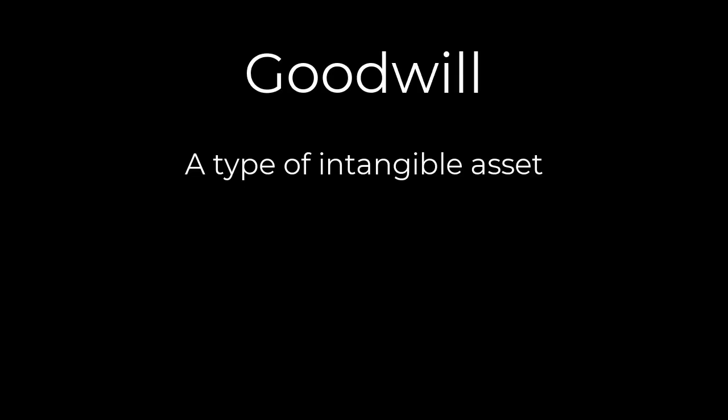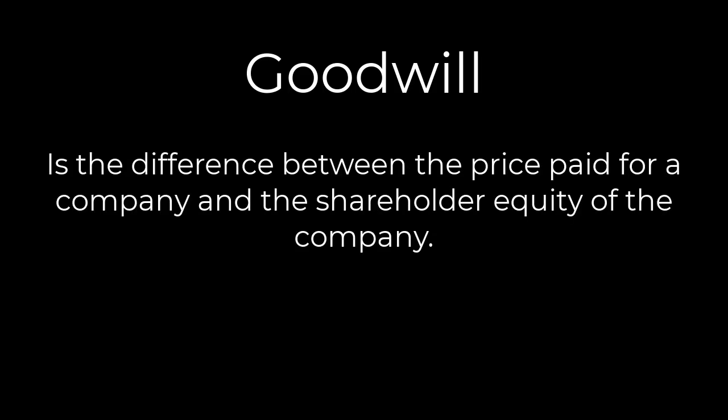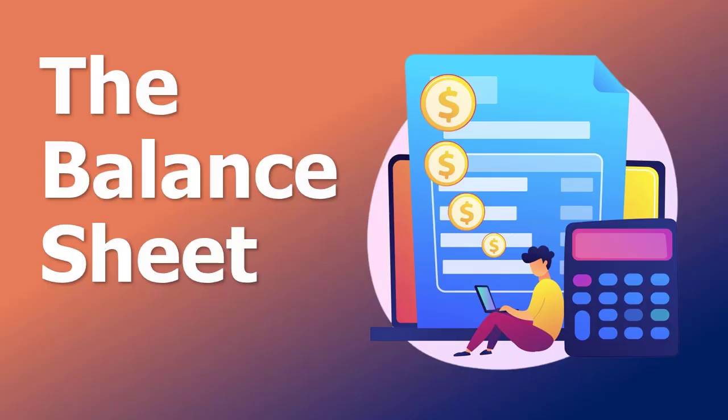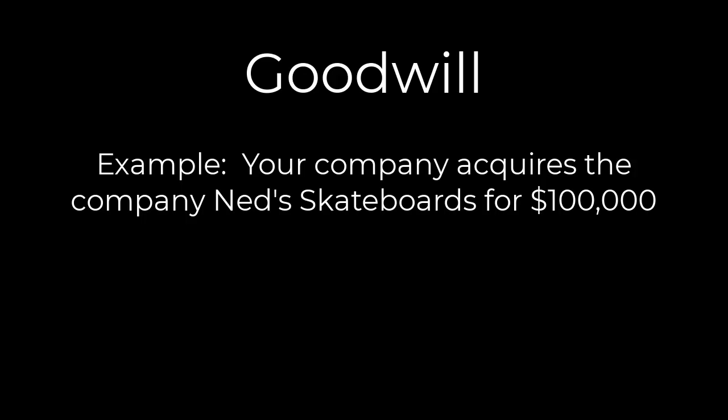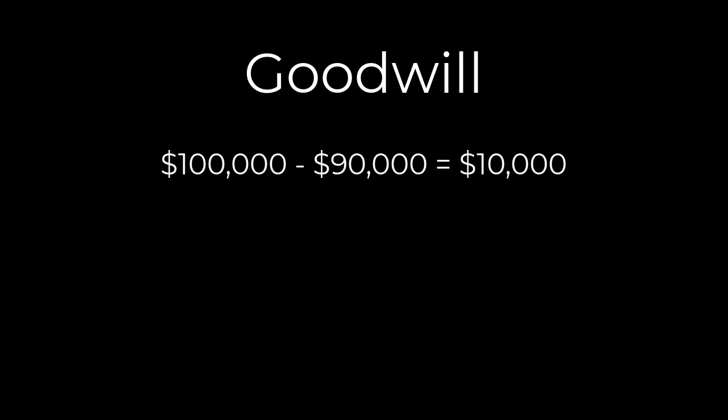Goodwill is a type of intangible asset, meaning it cannot be touched. Goodwill is created when one company acquires another company. Goodwill is the difference between the price paid for the company and the shareholder equity of the company. I talked about shareholder equity in my previous video. For example, let's say your company acquires the company Ned Skateboards for $100,000, but Ned Skateboards has shareholder equity of $90,000. The difference is $10,000. That $10,000 will be recorded on your balance sheet as goodwill.